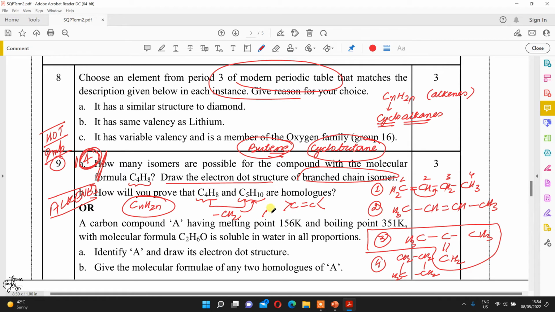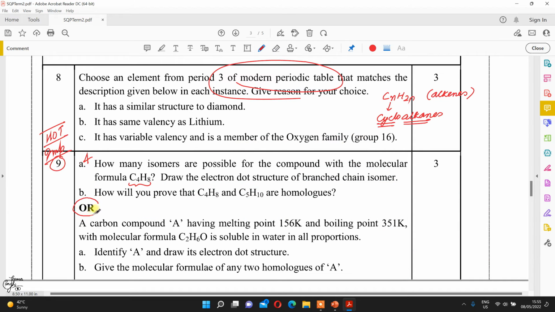Their molecular masses differ by a unit of how much? 14u. Carbon is 12, hydrogen is 1. There are 2 hydrogens, so 14u. They differ in the molecular masses by 14u. Then, since they have the same functional group, they are going to show similar chemical properties. You write any 2 of these points and you can prove that they are homologues. C4H8 is the lower homologue of C5H10, whereas C5H10 is the higher homologue of C4H8. I have done this in homologous series. Please refer to that part.